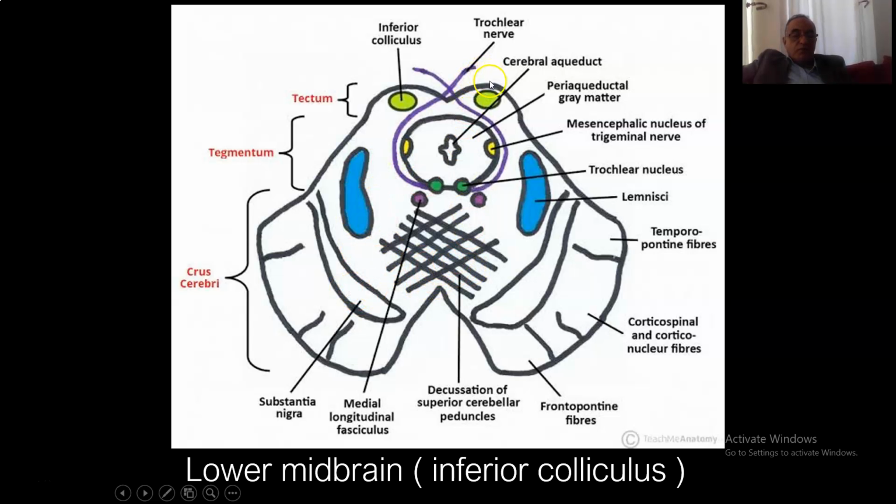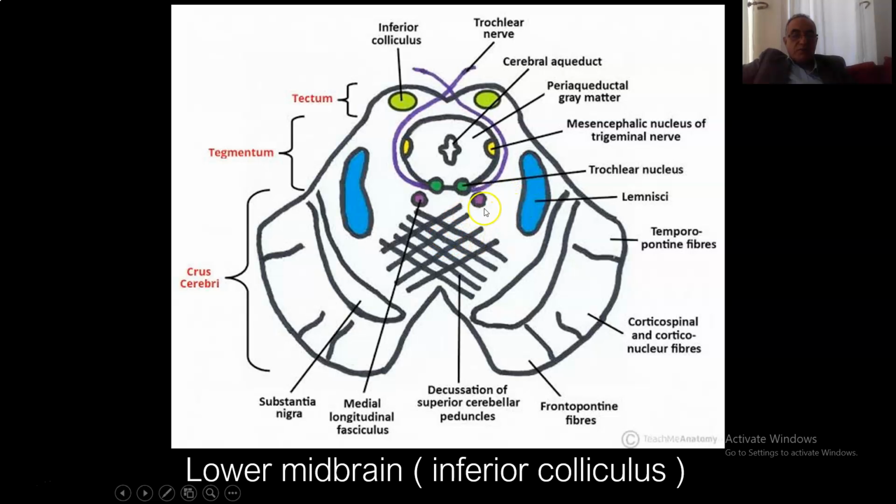Also, at the level of the inferior colliculus, of course, we have the inferior colliculus, and then we get the aqueduct, the periaqueductal region. We get here the trochlear nerve, the nucleus of the trochlear nerve. As we said, it crosses to the opposite side in the superior medullary velum, supplying the contralateral muscle. And also there is a decussation here of the superior cerebellar peduncle. As we said, it decussates to the opposite side.